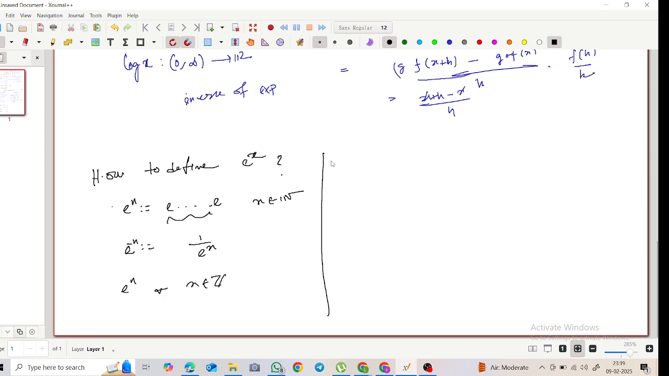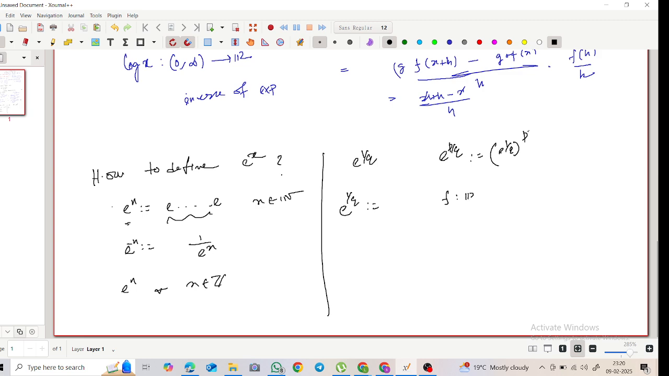Okay, so now rationals. We have to define e to the power p by q. He is going to define e to the power p by q. We have to define e to the power 1 by q first. Very good. He is saying first define e to the power 1 by q, and then e to the power p by q will be e to the power 1 by q whole to the power p. And this p is an integer, so we can extend this definition. But you will have to define e to the power 1 by q first. Okay, so let's define it this way.